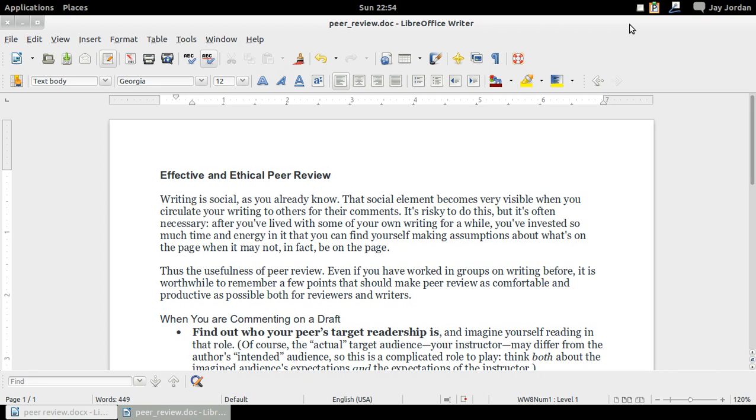Peer review might also cover an activity in which one person is sharing a piece of writing that he or she has done with the entire class. That's a pretty common activity in creative writing workshops, but it's also adapted in a variety of other courses. So peer review can mean a lot of different things.